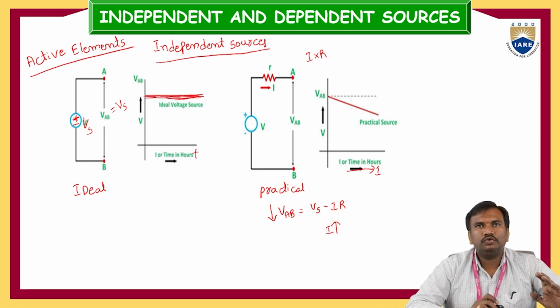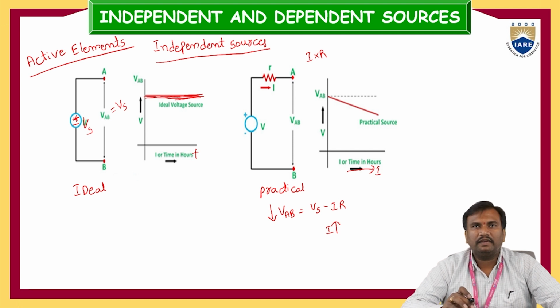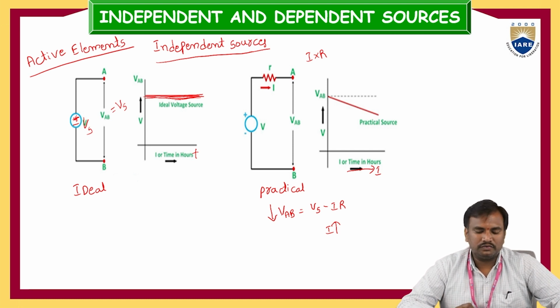Here the independent source is nothing but the source value does not depend on any other parameter in the circuit. The source value itself comes from the source magnitude only. The ideal source is the one which provides the exact voltage, and there is no voltage drop in any condition. That is the ideal source.